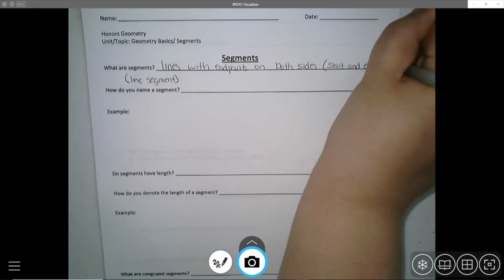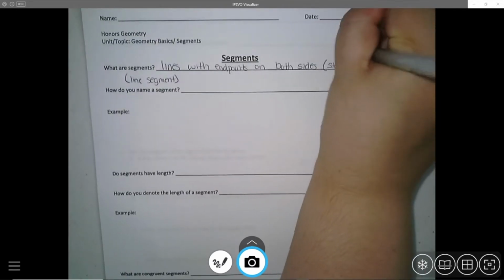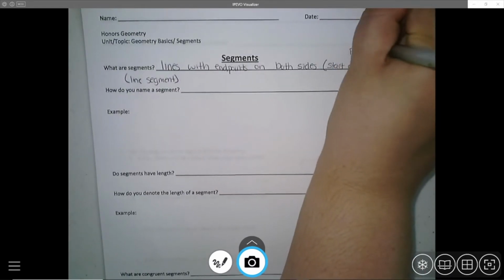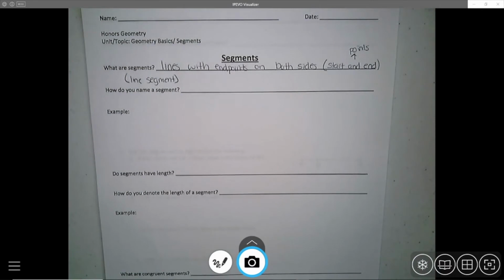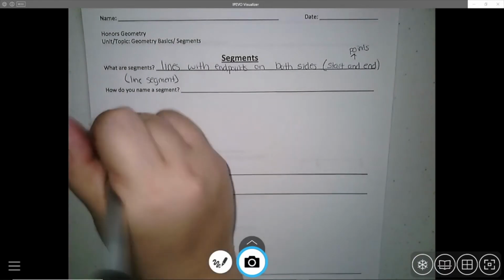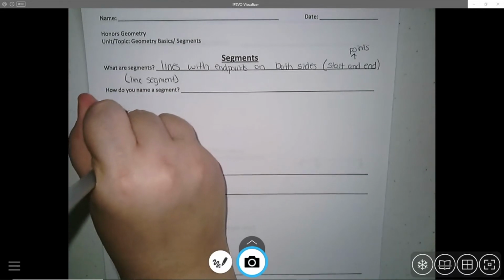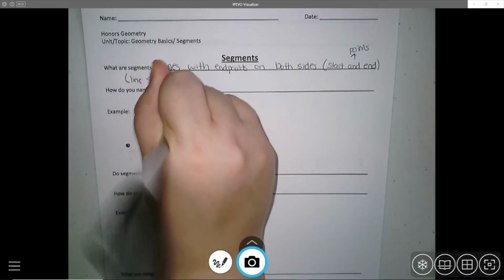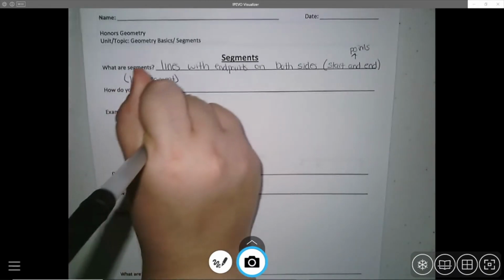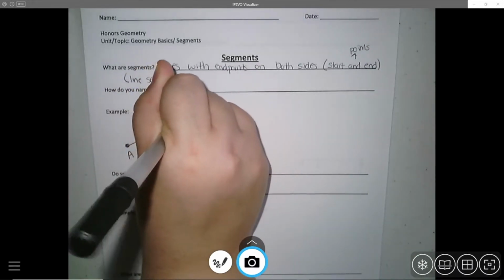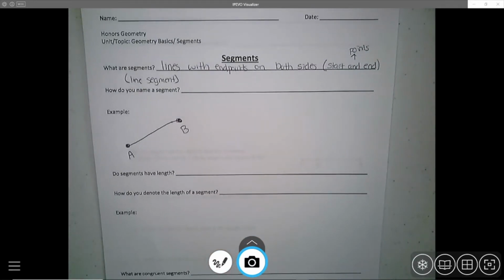And these are denoted by those endpoints, or what I'm going to just say as points by itself. So if I go down here to the example and draw a visual of that to begin with, we have two dots or 2 points, A and B. If we connect them and don't go any further, that is a line segment.